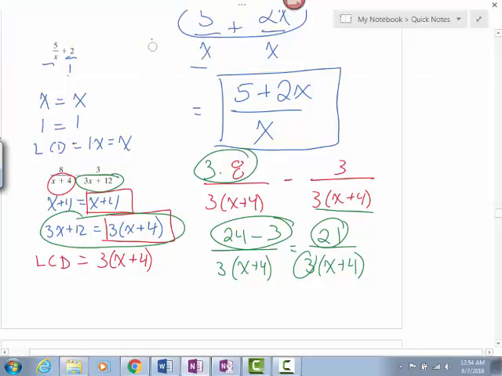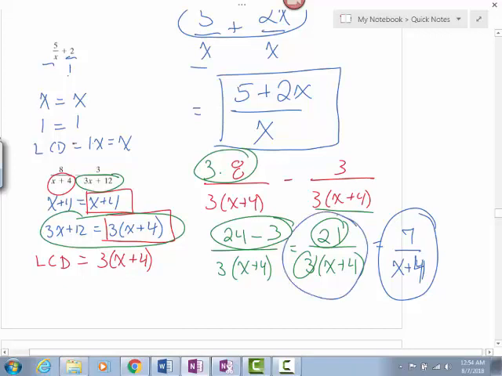So let's see. 3 goes into 21 7 times, and x plus 4 is our denominator. I want you to notice that any canceling I'm going to do is always going to be at the very end. Okay, we're not going to cancel anywhere in the middle. The reducing is always done as the last step, and only when you can, okay?